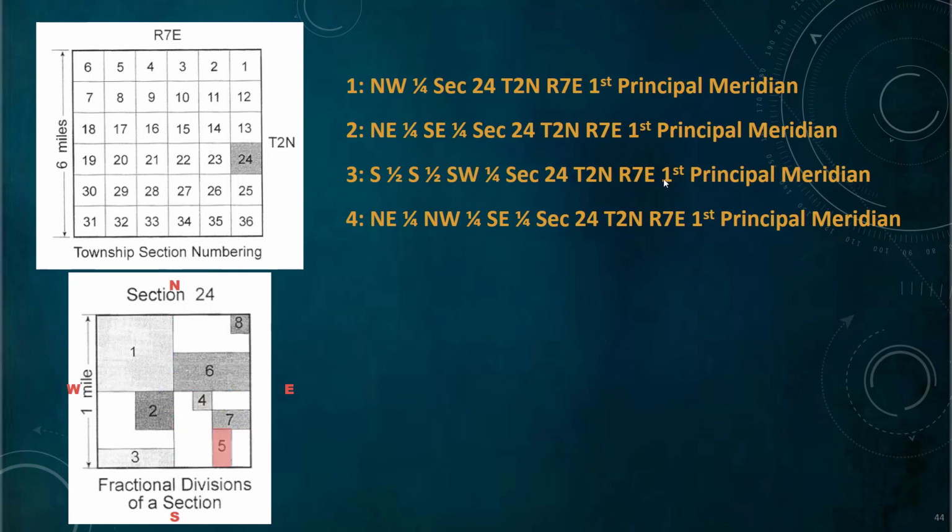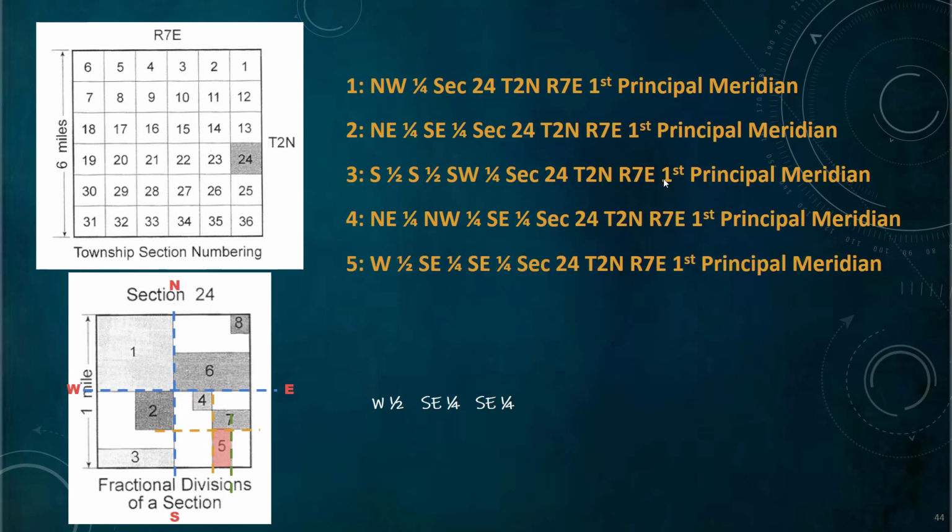Let's try number 5. Number 5 is a rectangle again, so we know we're going to have a half in there somewhere. So let's start out with the first section, southeast quarter, and then we can go another quarter section because it's still neatly confined within that. So southeast quarter again, and then it's the whole western half of that quarter. So west half, southeast quarter, section 24, and so on.